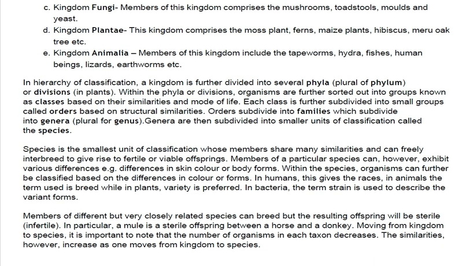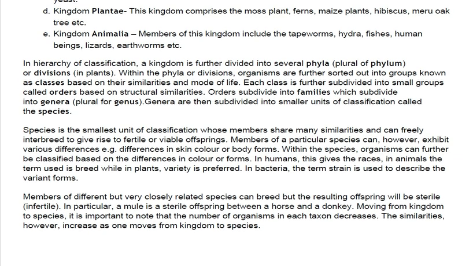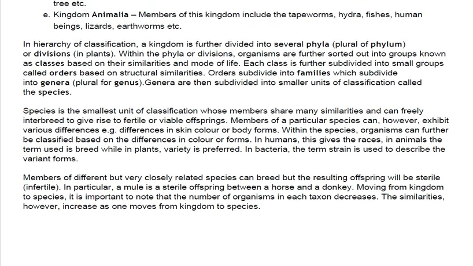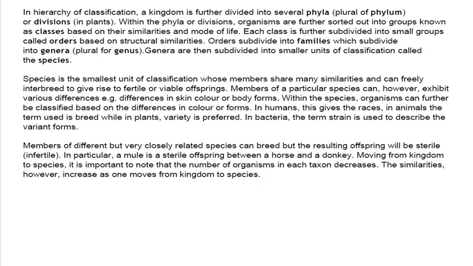In the hierarchy of classification, a kingdom is further divided into several phyla, plural of phylum, or divisions in plants. Within the phyla or divisions, organisms are further sorted out into groups known as classes based on their similarities and mode of life. Each class is further subdivided into small groups, called orders, based on structural similarities. Orders subdivide into families, which subdivide into genera, plural for genus. Genera are then subdivided into smaller units of classification called species.